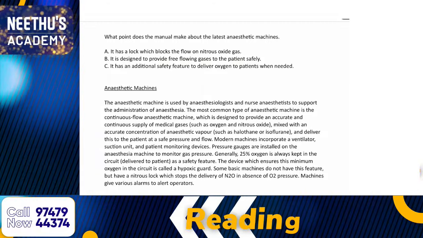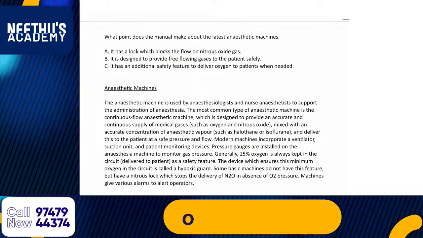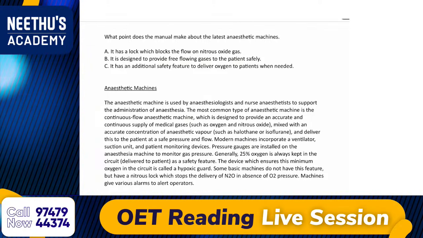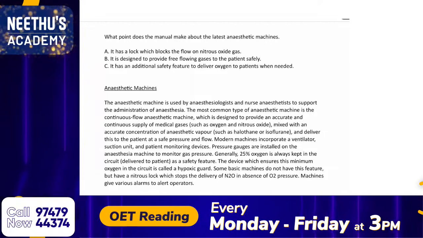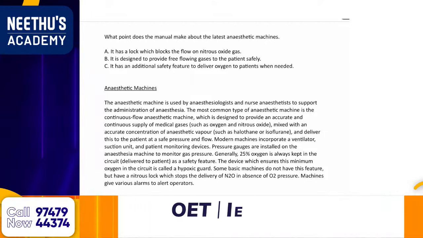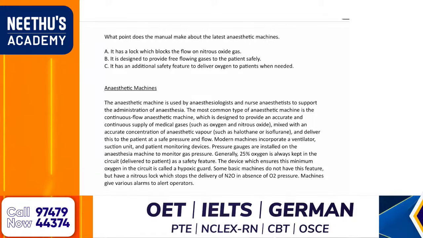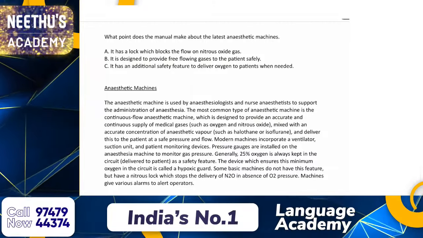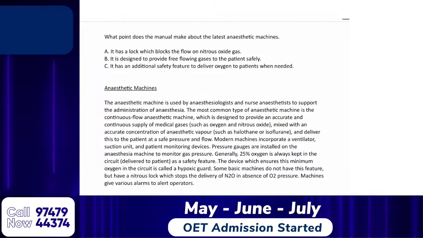So we are coming back to the question, and in total we have 6 multiple choice questions, and as I already mentioned, we have 10 to 12 minutes to complete them. Okay, so I am just reading the question, and as you all know, first of all, it is very important to underline the keywords from the question as well as from the options and from the paragraph. So I am just reading the question first. What point does the manual make about the latest anesthetic machines? That is the question. And as you know, this is all about a manual.